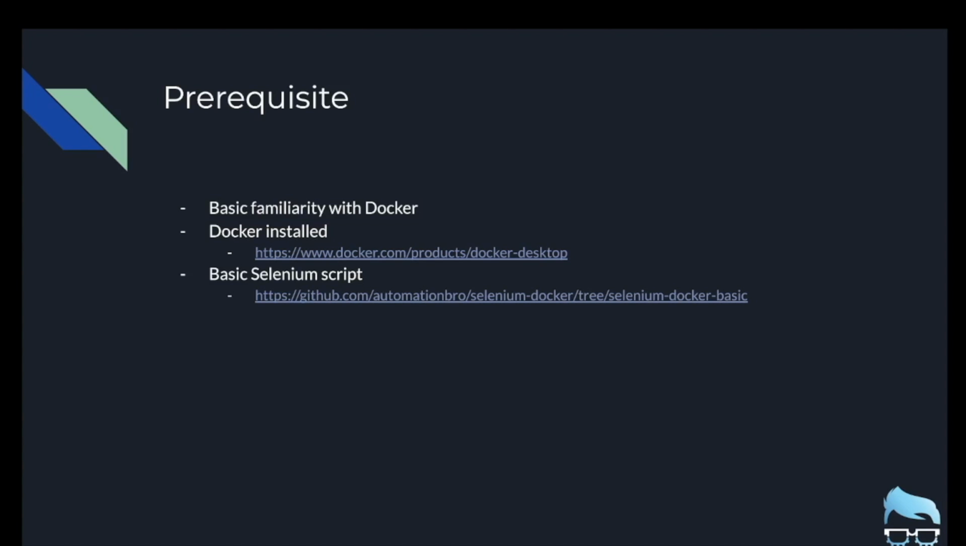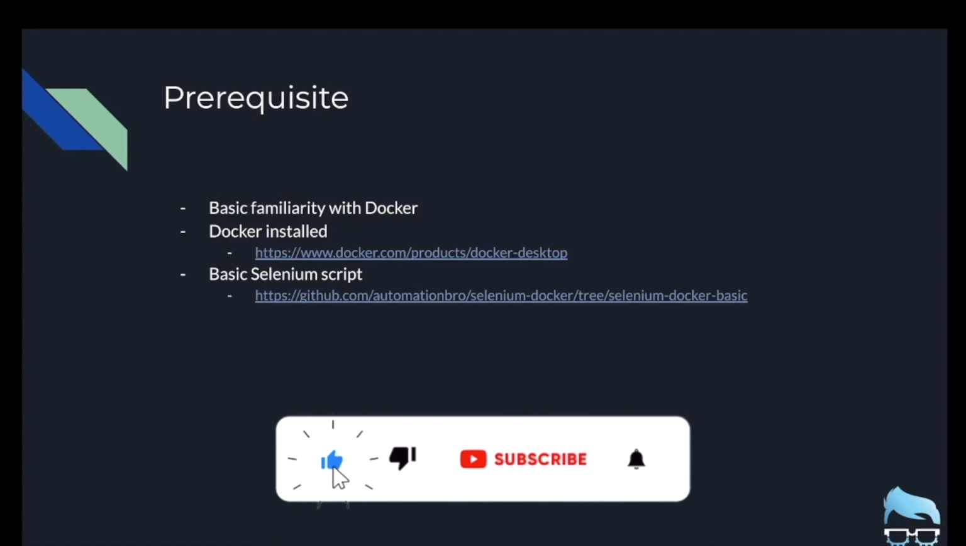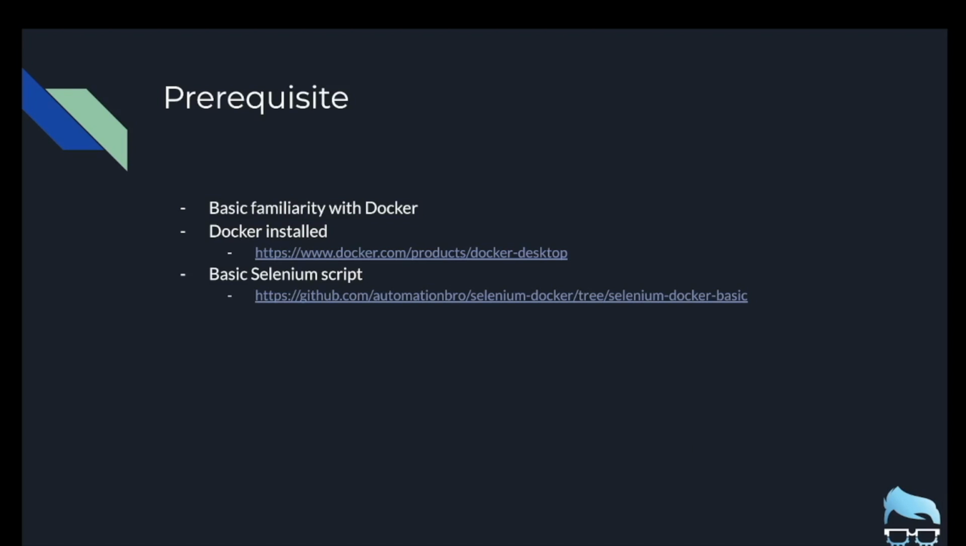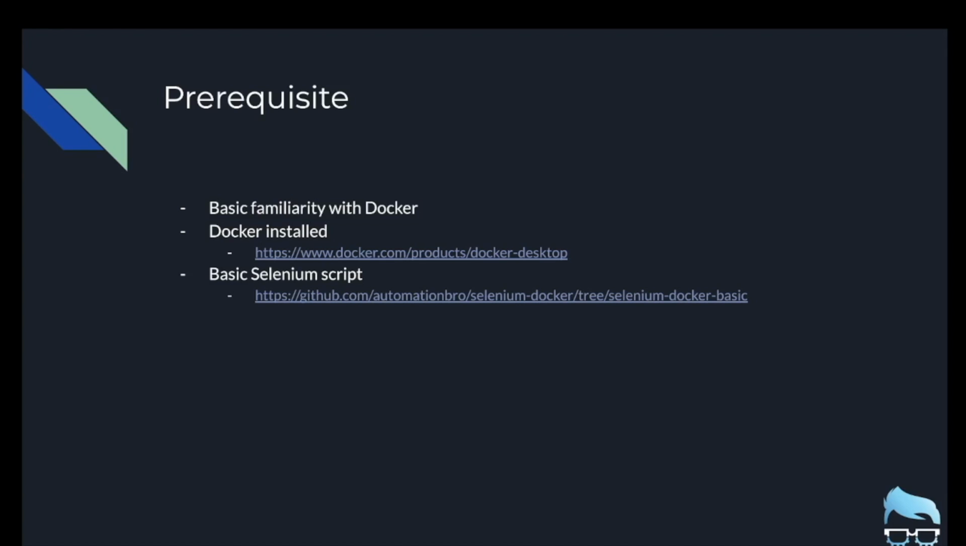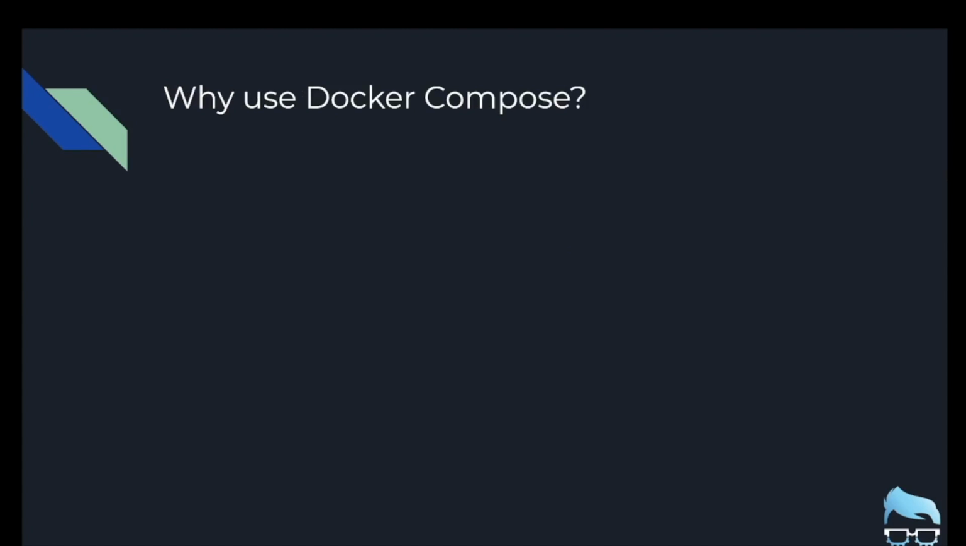So first off, our prerequisites remain the same. These are the same ones that I have mentioned in my previous Docker videos. If you haven't checked that out, make sure to do that so that you can understand how Docker works with Selenium and how you can set up Selenium Grid with Docker. So I'll quickly go over this. You need to have some basic familiarity with Docker. You obviously need to have Docker installed, and you need a Selenium script which you can use to execute your Docker test on.